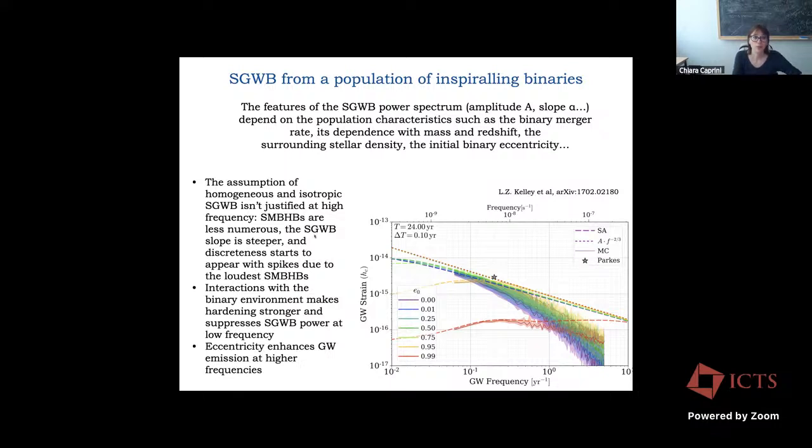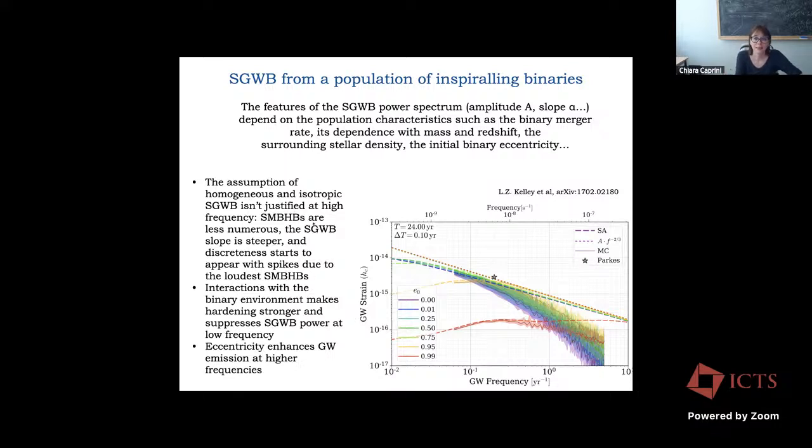Okay, so first of all, as I said, the assumption of homogeneity and isotropy of this background is not justified at high frequency. And these are all the spikes that you see here. These colored lines, like these, come from actual simulations of the gravitational wave emission from a simulated population of binaries.